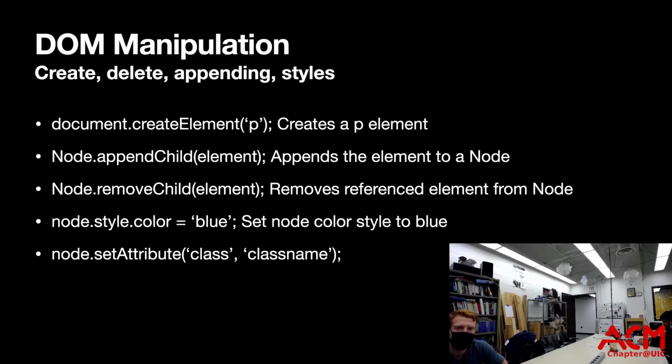And then right here, we create an element. And then we would have already referenced our node that we want to append to. And we'll use whatever node we want to append to, dot appendChild, and then that'll append the new element that we just created, that P element. We can also remove that element.